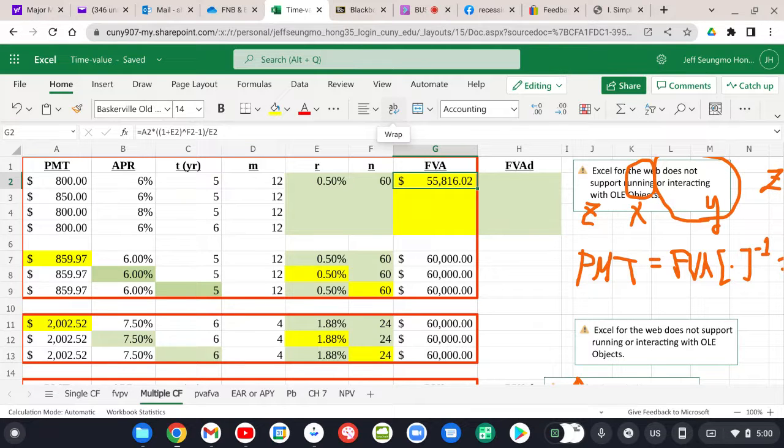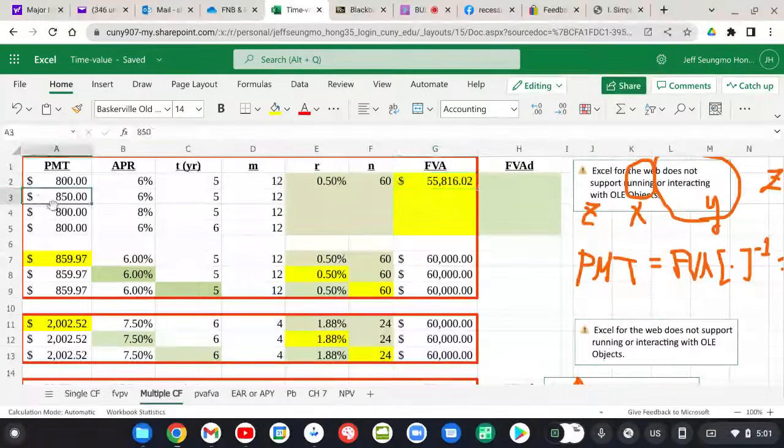So the question is, did we reach our goal? Can we reach our goal? We need 60K, but of course, we fall short. We fall short by about $4,000, right? So then what do we do? We can evaluate other options or different strategies. One option is increase your monthly deposit to 850. And what's it going to be?